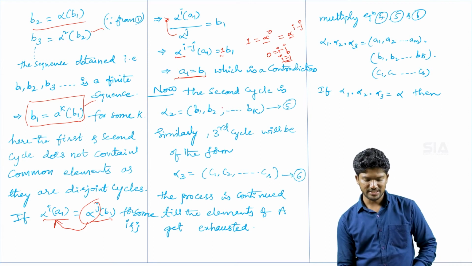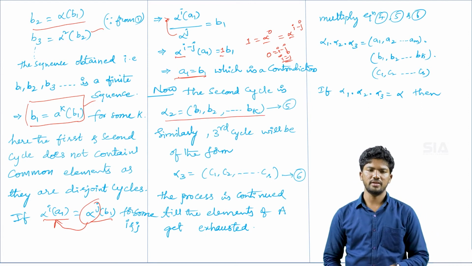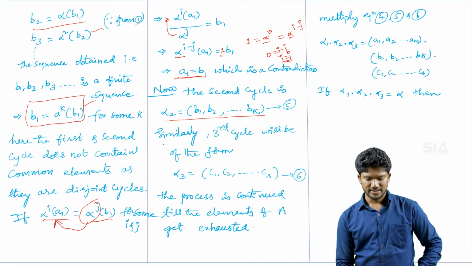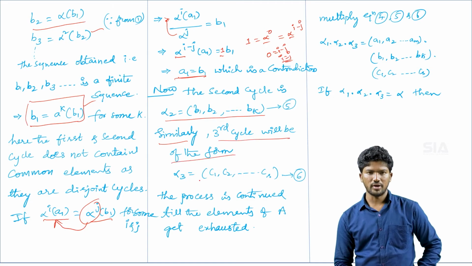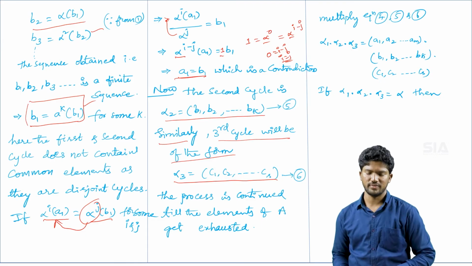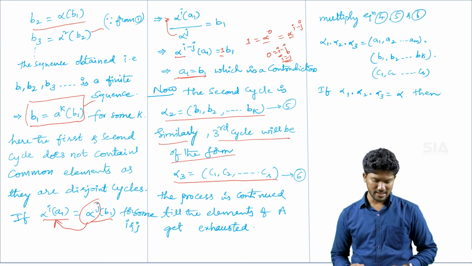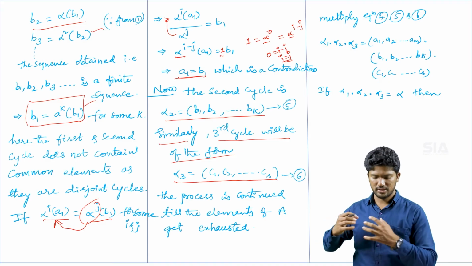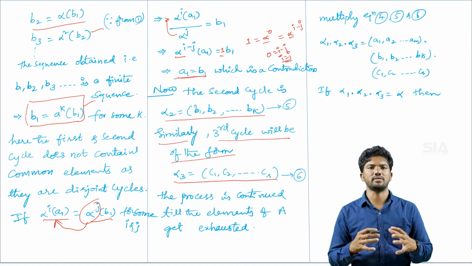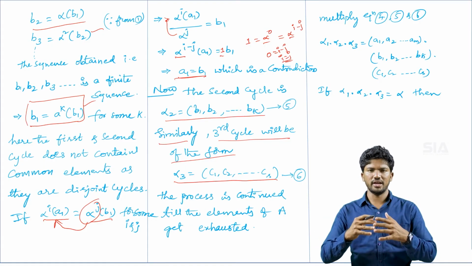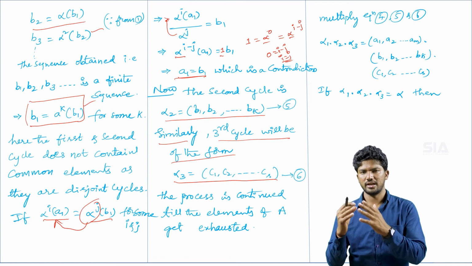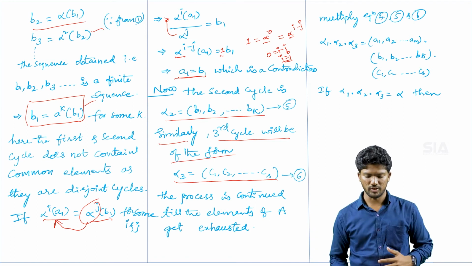So therefore, now the second cycle is alpha 2: B1, B2 up to some B suffix k, that is taken as equation number 5. Similarly, the third cycle will be of the form alpha 3, in terms of C's: C1, C2 up to some C suffix s, that is taken as equation number 6. The process continues. The third cycle is alpha 3, fourth cycle is alpha 4, fifth cycle is alpha 5. In this format, if you proceed, you have to change the variables also: B1, C1, D1, E1.